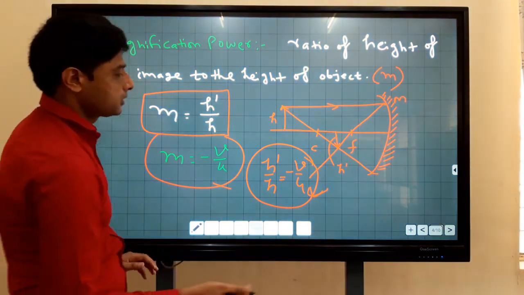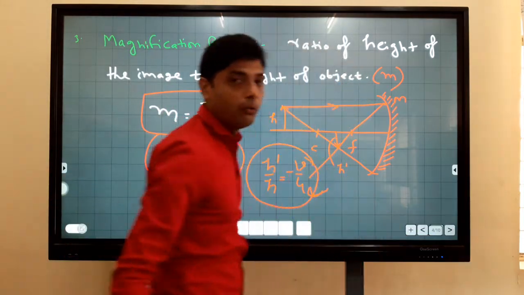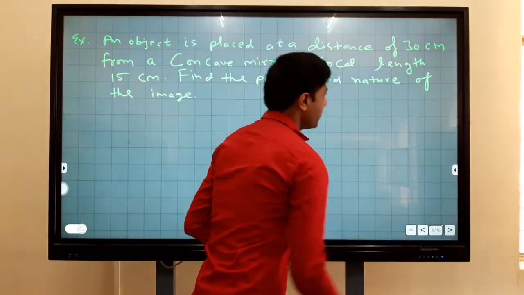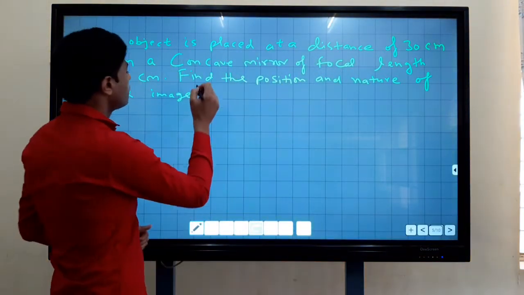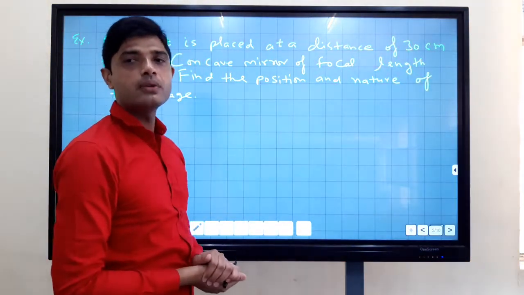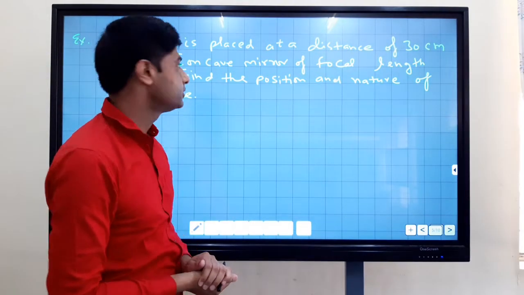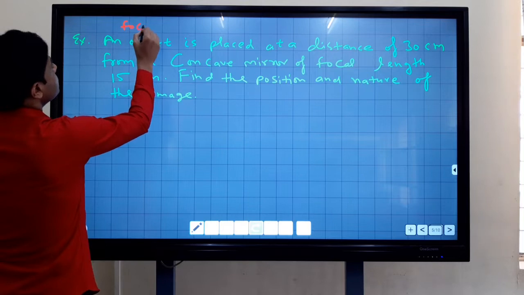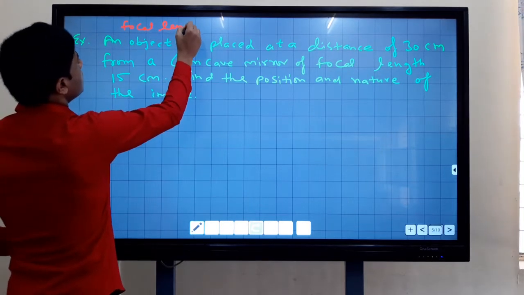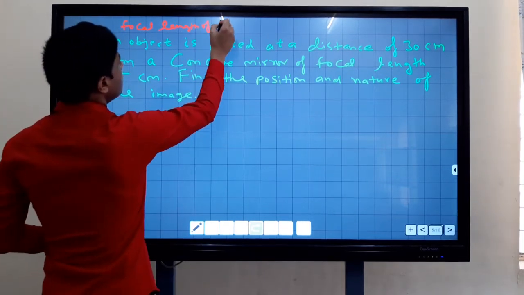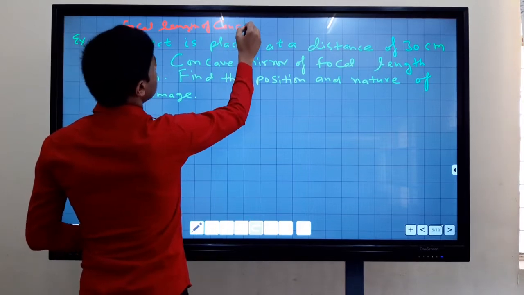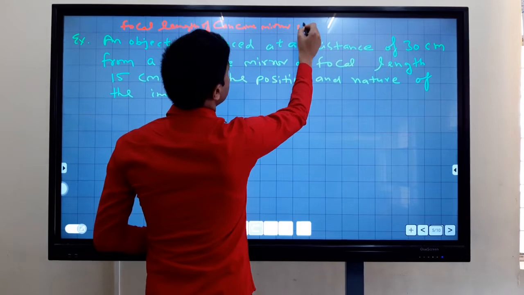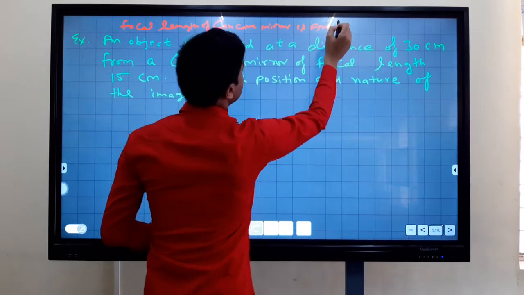The focal length of a concave mirror is always taken negative. The focal length of a concave mirror is negative, and the focal length of a convex mirror is positive.